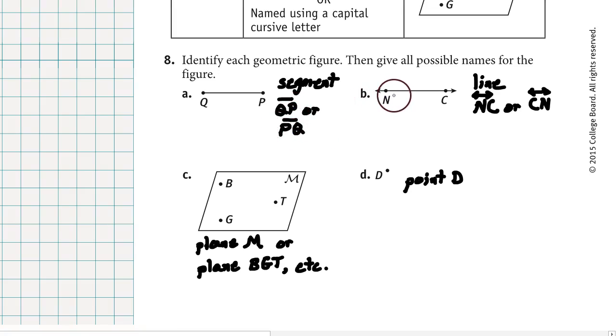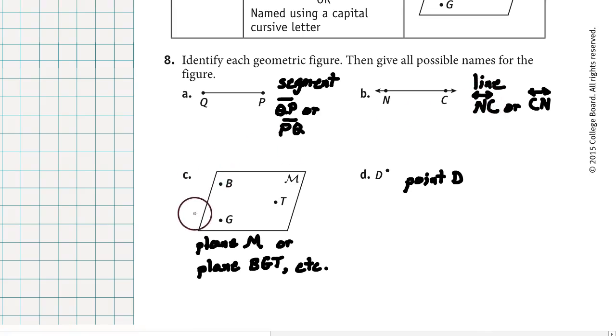Question B, this one's a little bit different than the last one because there are arrowheads on both ends of the picture. This is a line. We could call it line NC or line CN. When you see these symbols in geometry, you speak some words for them, in this case, line.